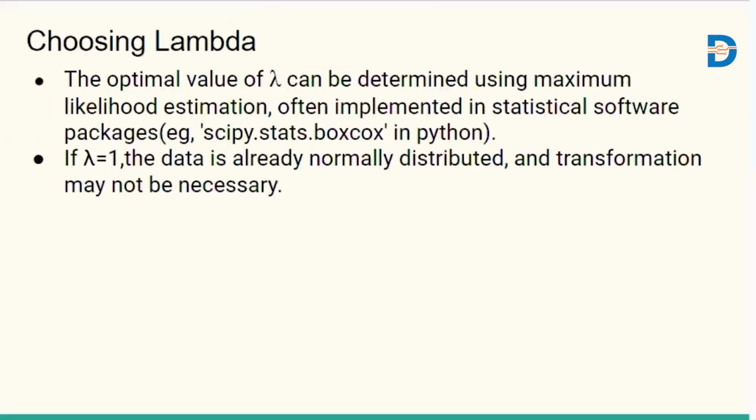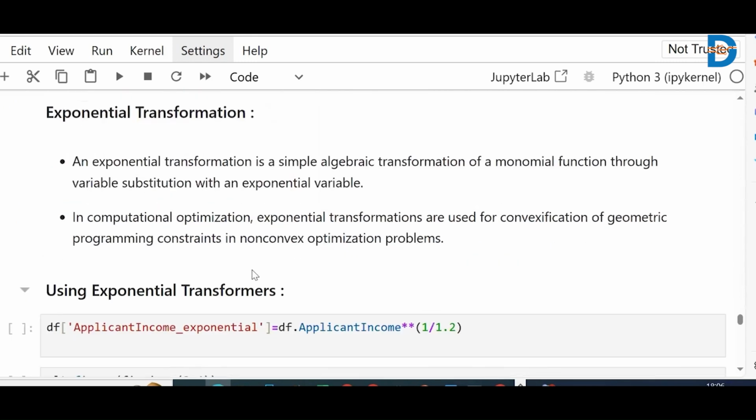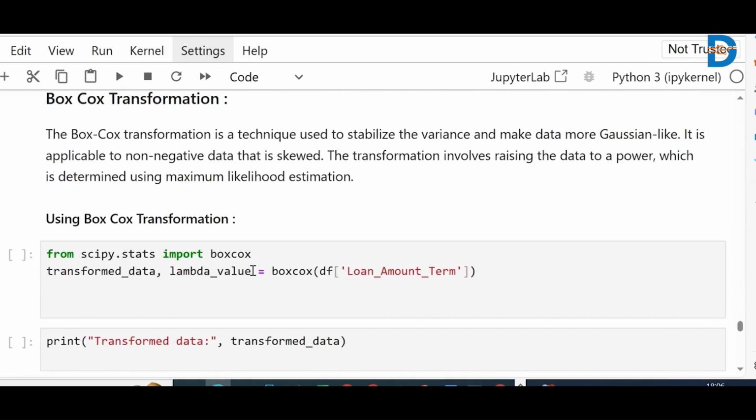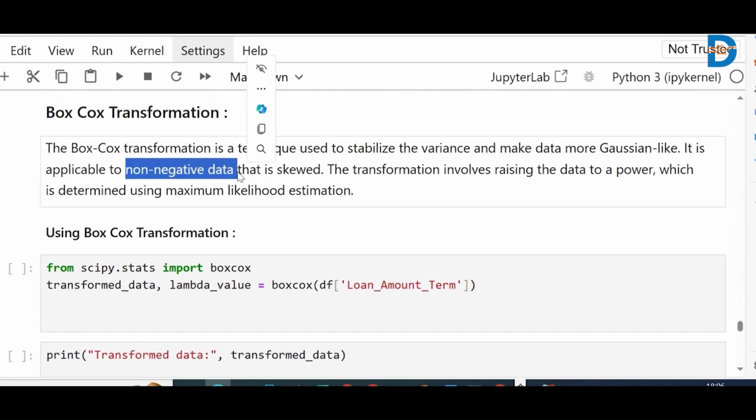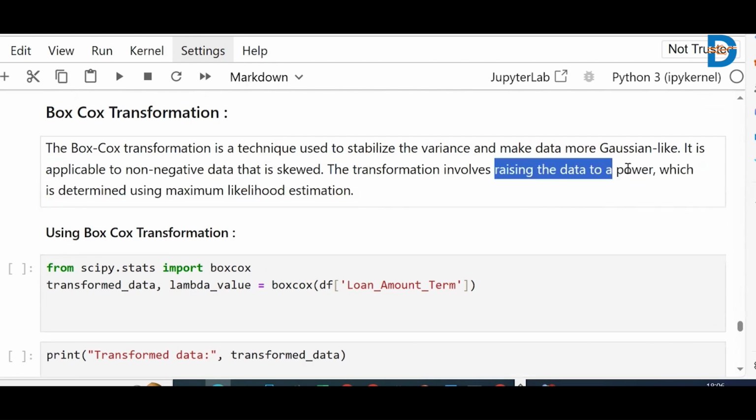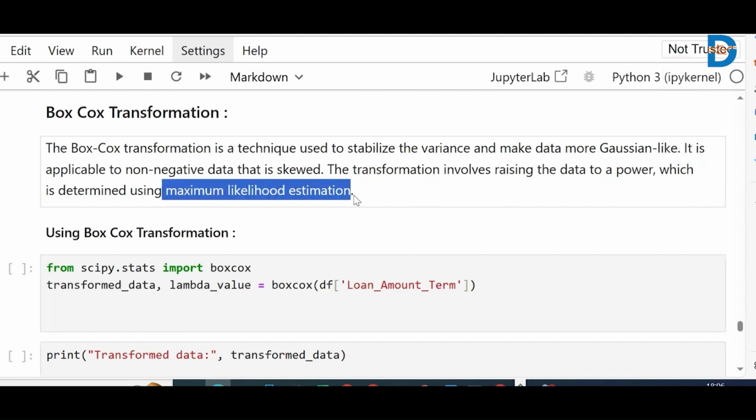So let's see the practical implementation part. Here again, I would like to highlight the point: it is applicable to non-negative data. Even if you are getting negative or zero values, you have to convert them. This transformation involves raising the data to a power. What is that power here? Lambda, which we'll be finding out with maximum likelihood estimation.